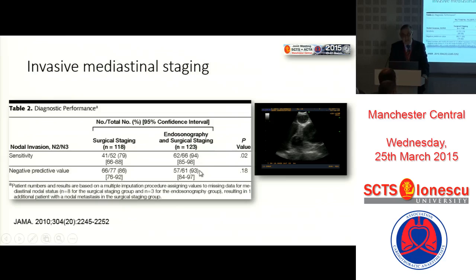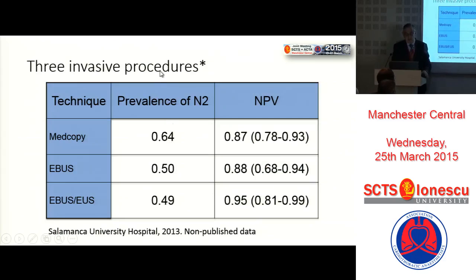The negative predictive value is 93%. This is the most important variable to look at when you're judging a diagnostic test for the mediastinum. It is not sensitivity nor specificity, because the reliability of the test depends on the prevalence of the disease. In mediastinal staging, you can reach 93% according to this randomized clinical trial. This is my personal experience. If you use mediastinoscopy with a prevalence of 0.64, negative predictive value is 0.87. With EBUS alone it is 0.88, which is the same. But if you join together EBUS plus EUS with a prevalence of 0.50, the negative predictive value is 0.95, which is fairly acceptable. 5% of false negatives in your series.